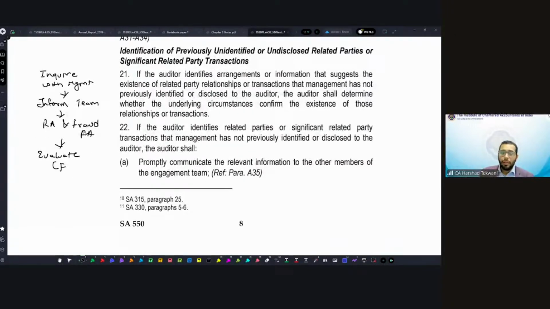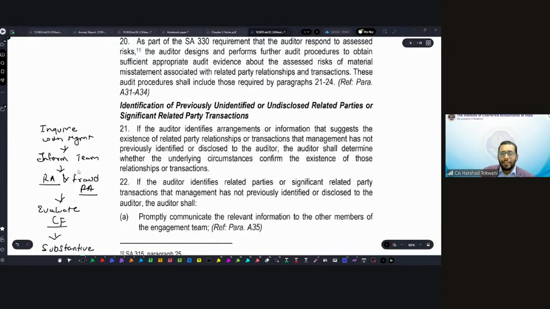Then, based on the risk assessment and the control failure, design the procedures and perform substantive testing, and evaluate the outcome. Along with this, when I inquire with management, I will ask management to provide me the list of all the transactions with this party, including transactions that management had not previously identified. So I'll ask them, okay, now give me the list.